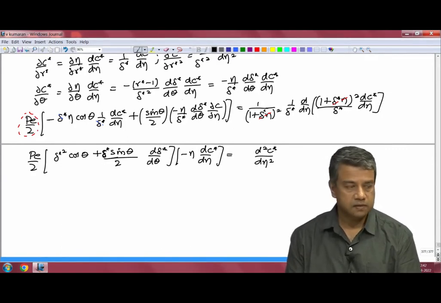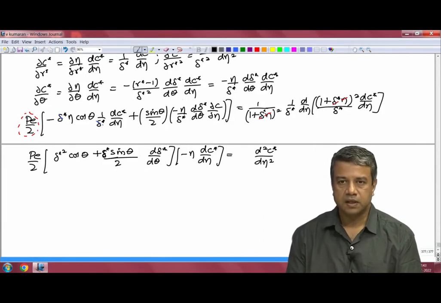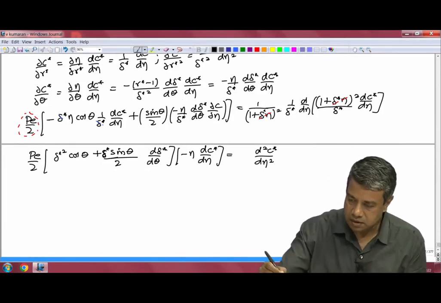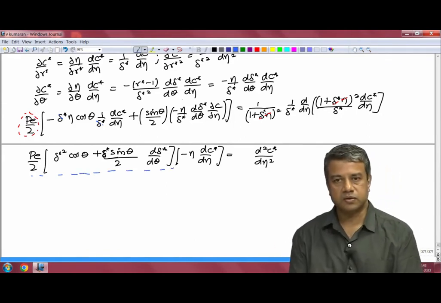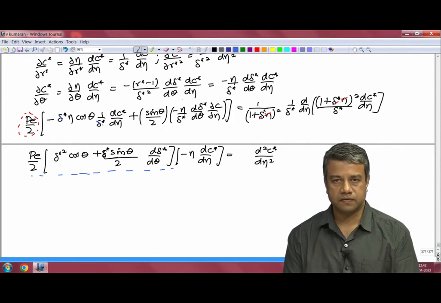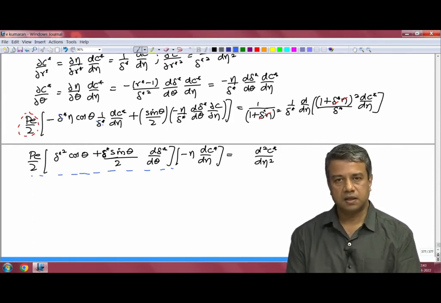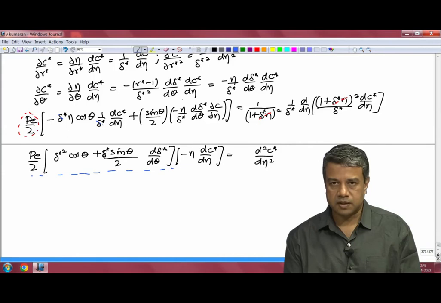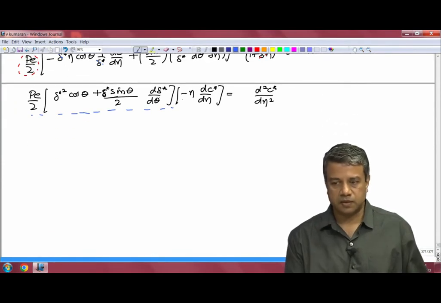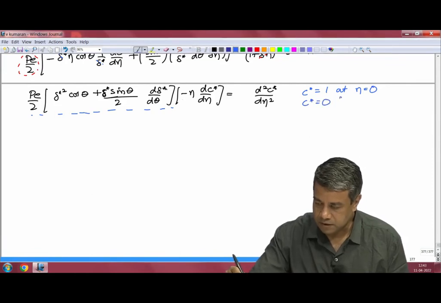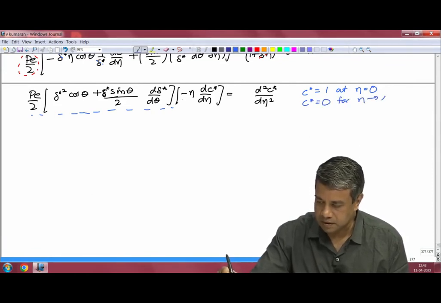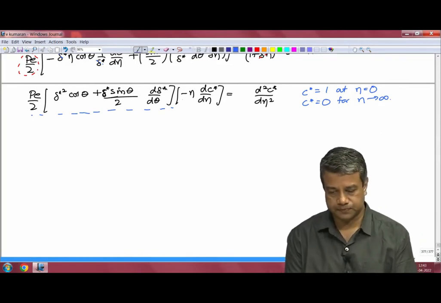So, this is the equation for the concentration field. In order to get a similarity solution, this term has to be a constant in the limit as P goes to infinity. In that case the equation becomes an equation where the concentration field depends only upon eta, with boundary condition C star equal to 1 at the surface, eta equal to 0, and C star equal to 0 far from the surface, for eta going to infinity.